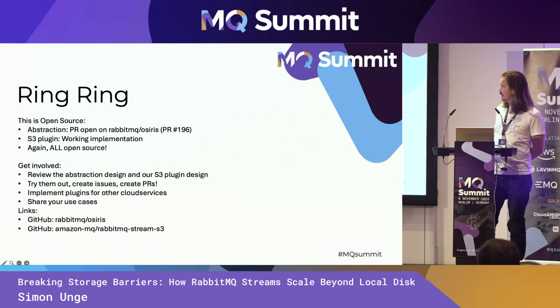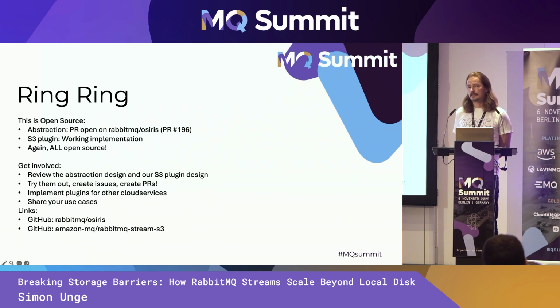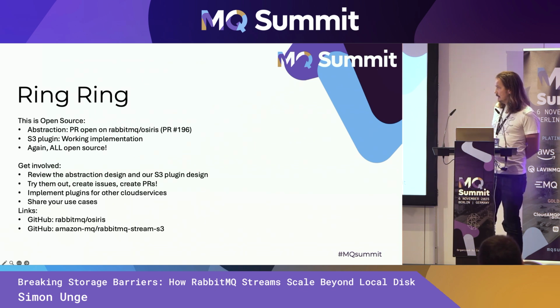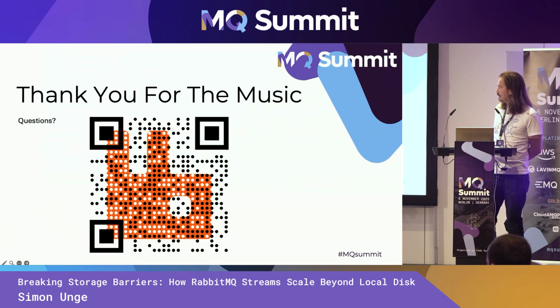Go and look at the PR for the abstraction and comment on it. Look at our S3 plugin design and comment on that. Try it out, create issues. Better yet, create PRs that fix those issues, and come implement your own plugins. Share your use cases with us, and tell us if this abstraction level works or not. We think it does, but it would be great to get more input. And thank you for the music, and thank you for listening to my little story.